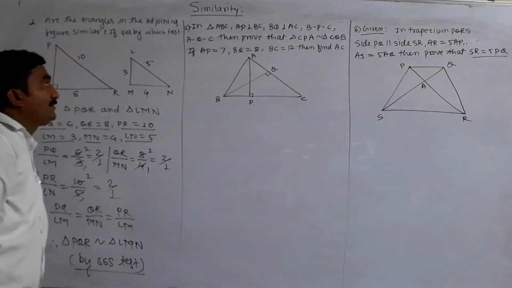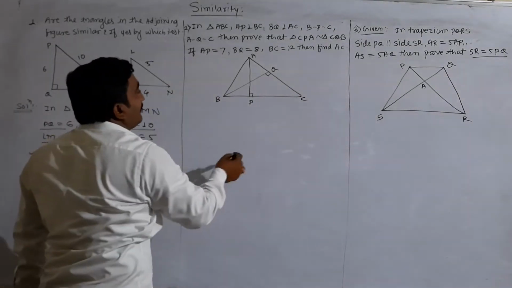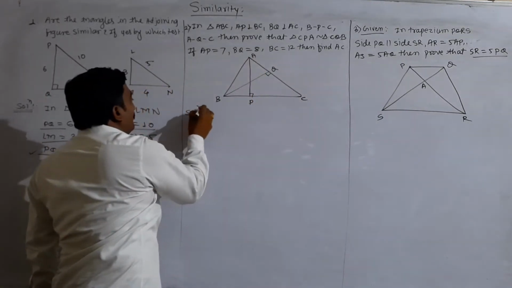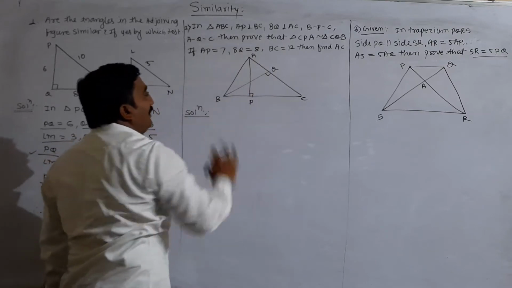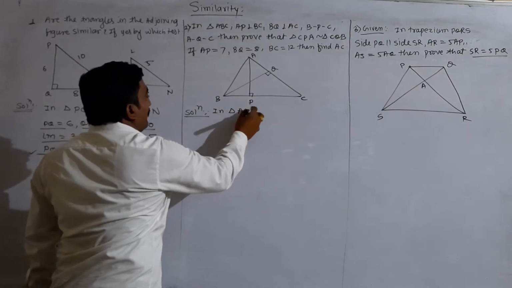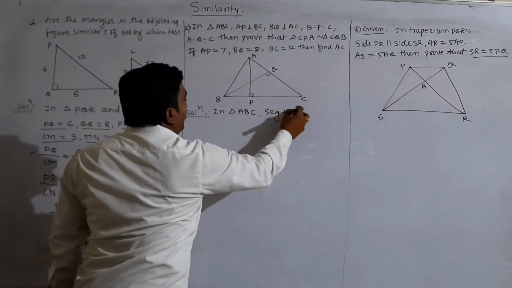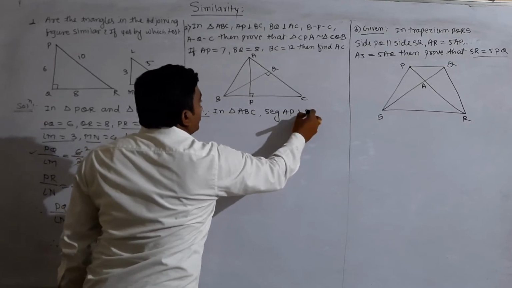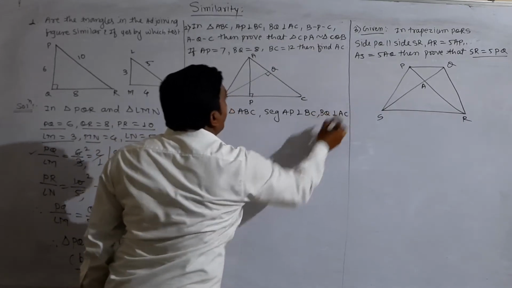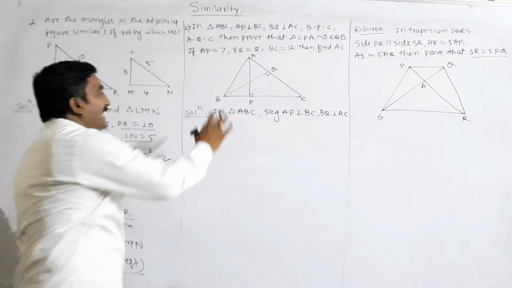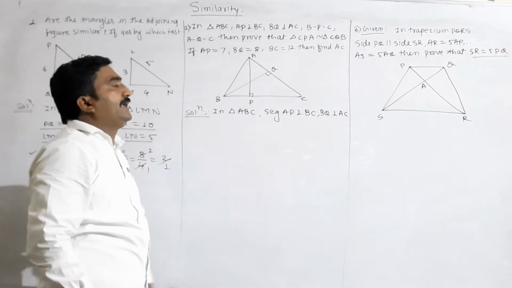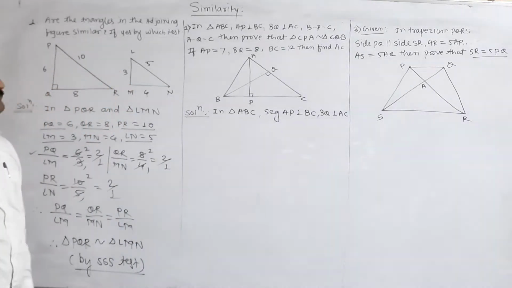So, the second example we have to study here is in triangle ABC. This is a triangle ABC. Segment AP is perpendicular to BC. In triangle ABC, the given things are that segment AP is perpendicular to BC and PQ is also perpendicular to AC. Remember that B, P, C and A, Q, C are collinear. Then we have to prove that triangle CPA is similar to triangle CQB.